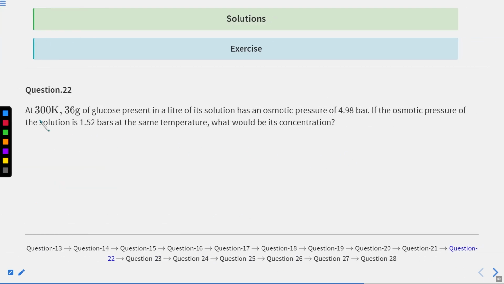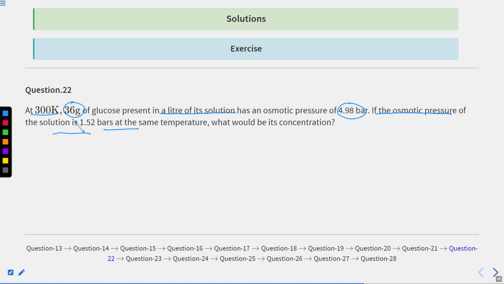Next question, what does it say? The question says that at 300 Kelvin, 36 gram of glucose present in a liter of its solution has an osmotic pressure of 4.18 bar. If the osmotic pressure of the solution is 1.52 bar, at the same temperature what would be its concentration?